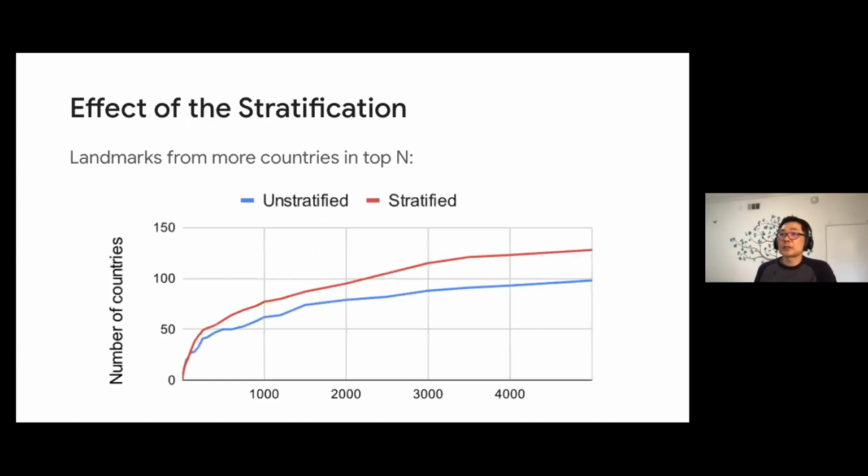So this curve shows that our proposed stratification is effective. These are numbers of countries that contain top landmarks. For example, without the stratification, the top 1,000 landmarks are from 62 countries, but we got landmarks from 77 countries when we apply the stratification.